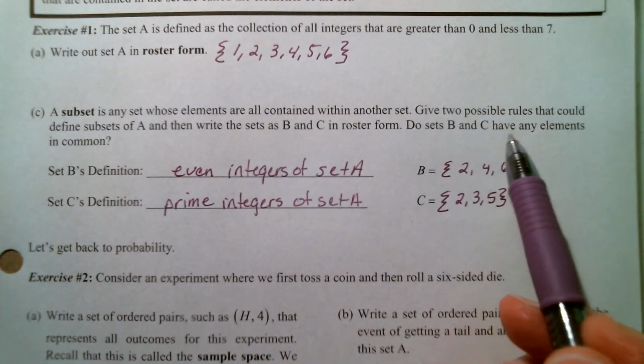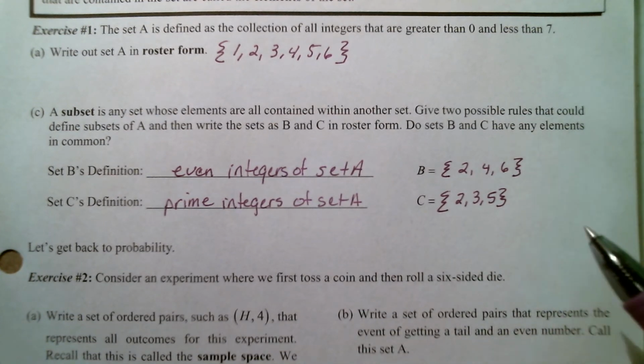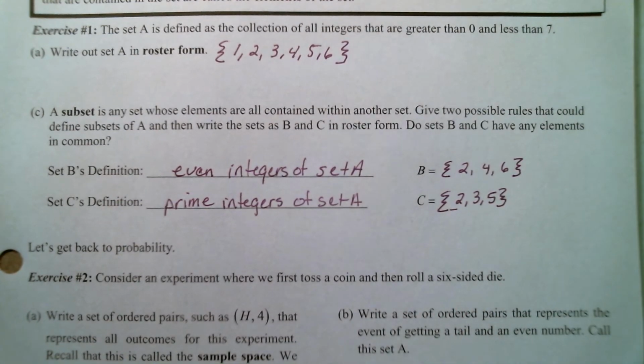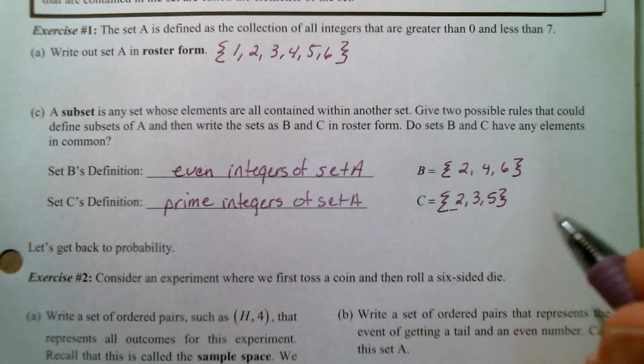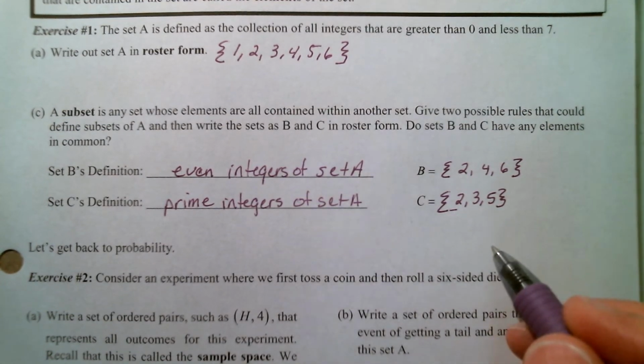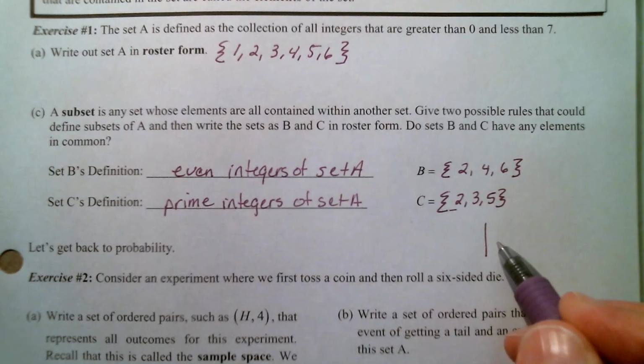Do sets B and C have any elements in common? Yes, they do. They have 2 in common. So if I was to write this, we are going to get into drawing some Venn diagrams. So let me just try and draw a Venn diagram here.